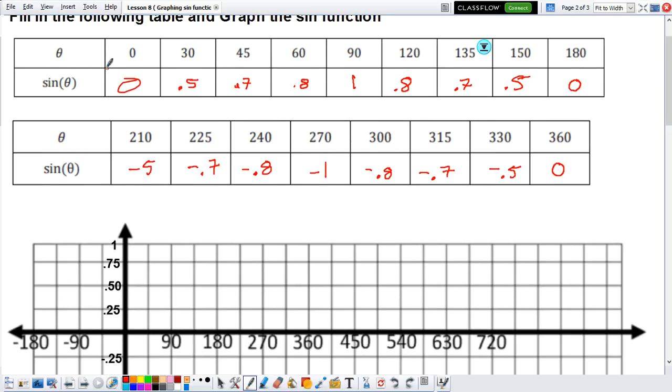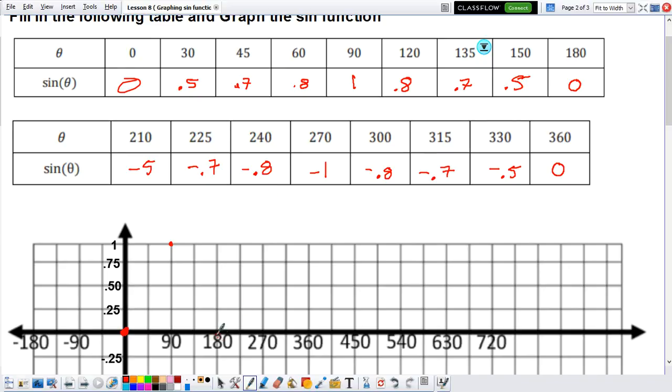Here it says that when the angle was 0, the value was 0. So we're going to have a point here at 0, 0. Now let's see, what was the value when we had 90 degrees? Well, when it was 90 degrees, our value was 1. So at 90 degrees, my value is 1.